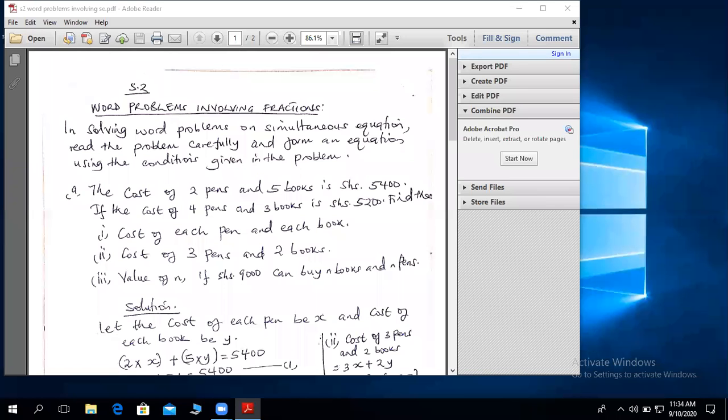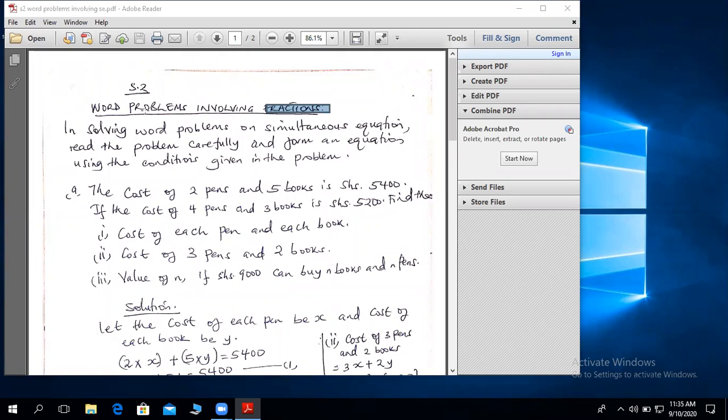This was when I was dealing with senior one. This is supposed to be simultaneous equations. Word problems involving simultaneous equations. That's how it is supposed to be. I want you to pay maximum attention to what we are going to study today, because after this there will be an assignment.